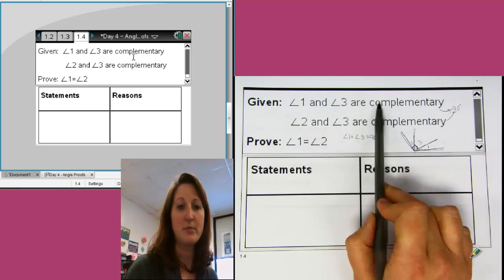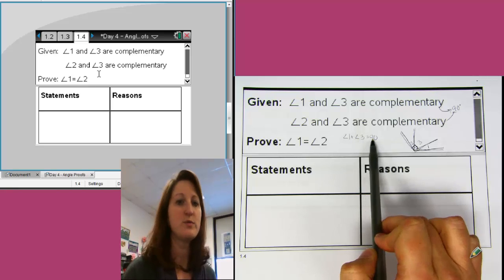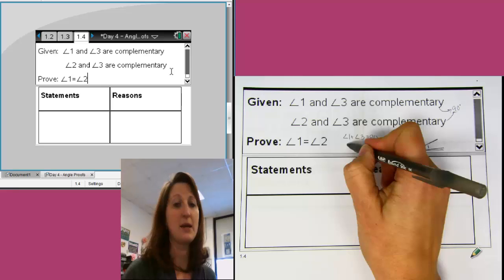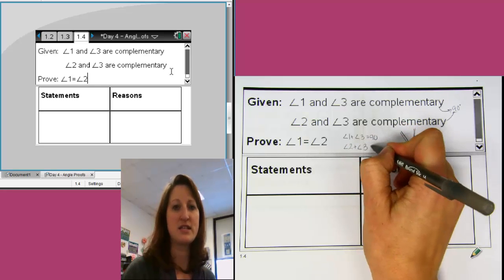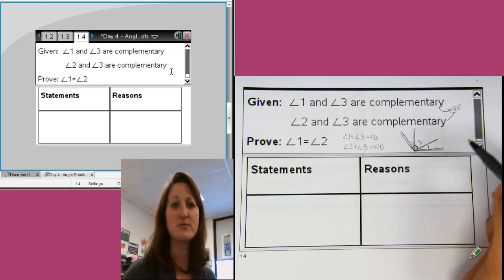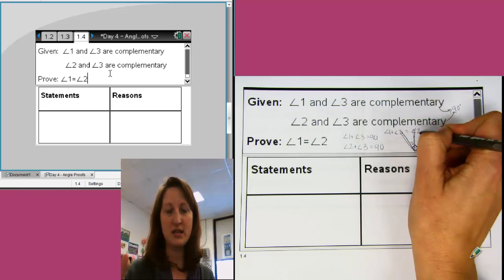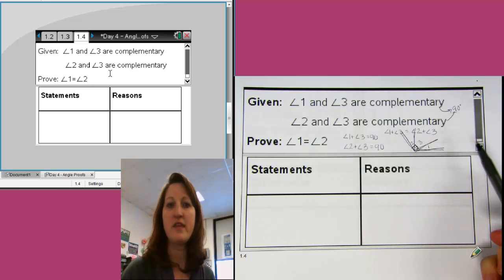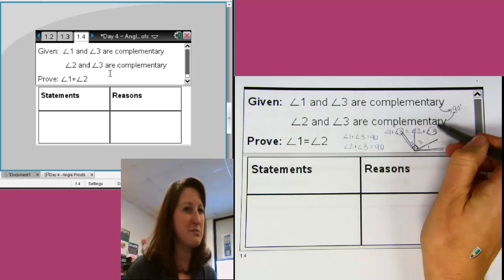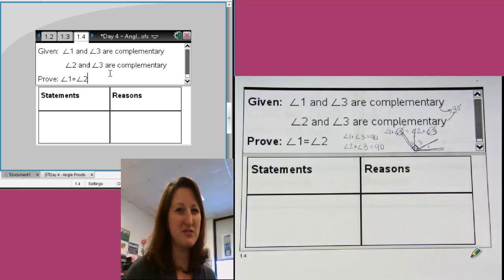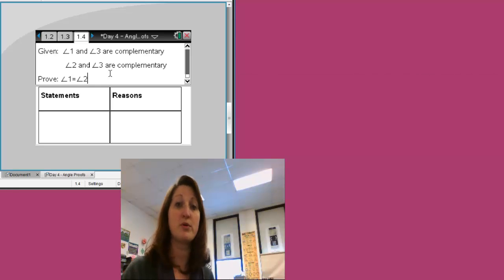If angle 1 and angle 3 are complementary, that means that they add up to 90. And if angle 2 and angle 3 are complementary, that means that they add up to 90. So what we can say then is that if they're both equal to 90 degrees, then they have to be equal to each other. So we can then say angle 1 plus angle 3 must equal angle 2 plus angle 3. That's substitution. We're just substituting in things that are equal to 90. And then if we look, they both share angle 3. So angle 3 must be equal to itself. That's the reflexive property. And then if we take angle 3 away from both sides, we have angle 1 is equal to angle 2. And that's just the subtraction property that says if you have things that are equal, you can subtract them both from both sides.